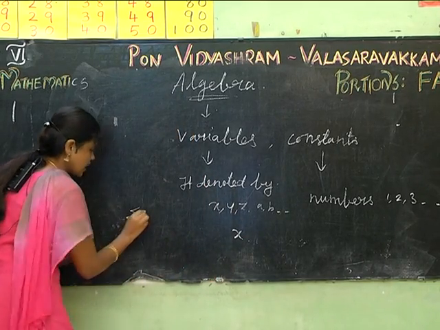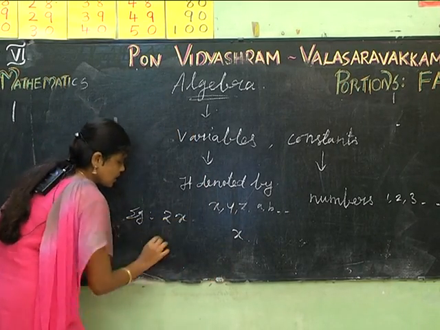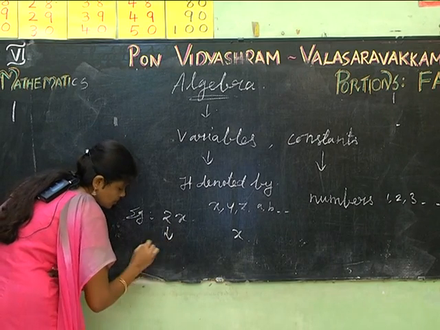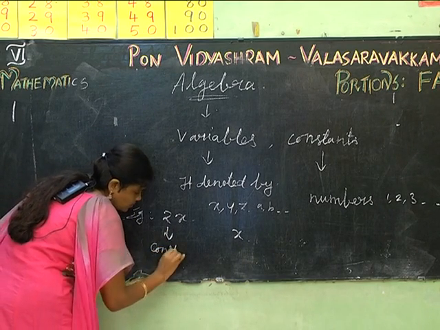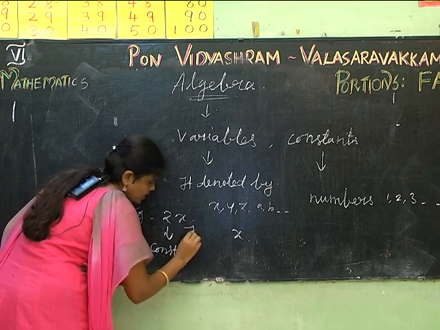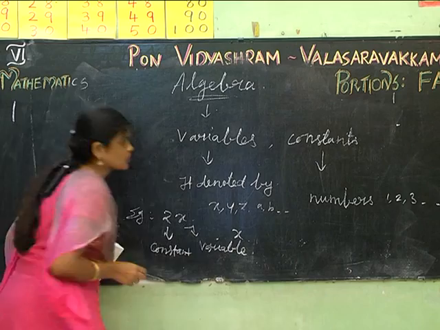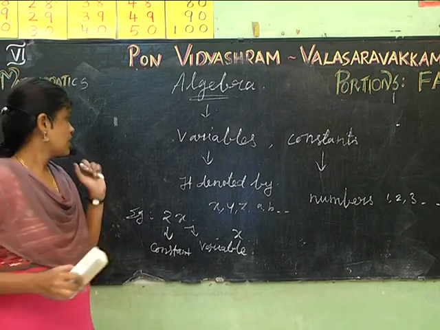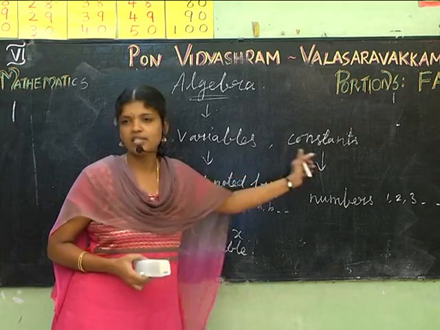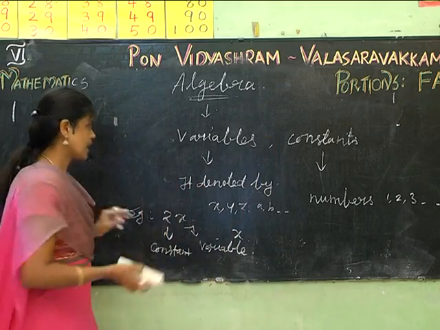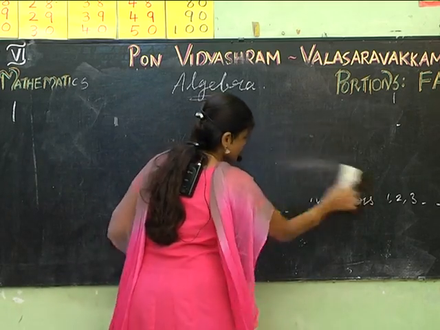For example, I will take here 2x. Here 2 is the constant value and x is a variable. Now you can understand the concept of variables and constants. Now we can move on to algebraic expressions.